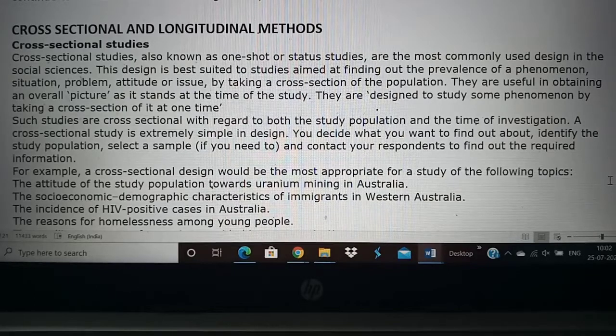So good afternoon. Today we will be studying cross-sectional and longitudinal methods. First we will see the cross-sectional method.